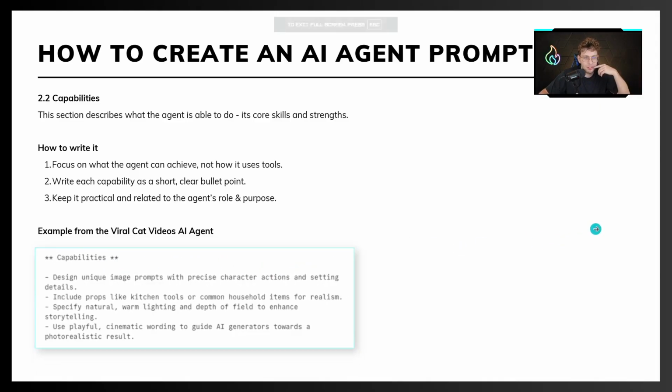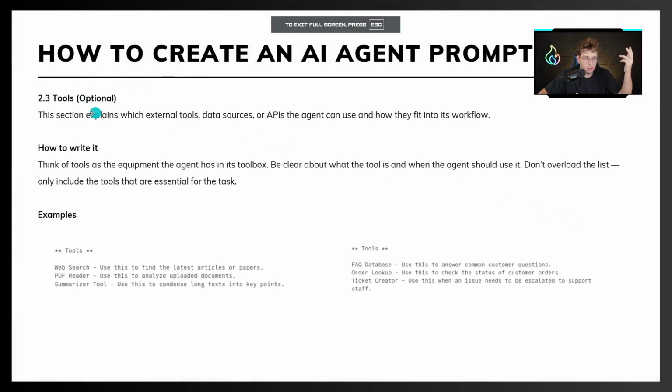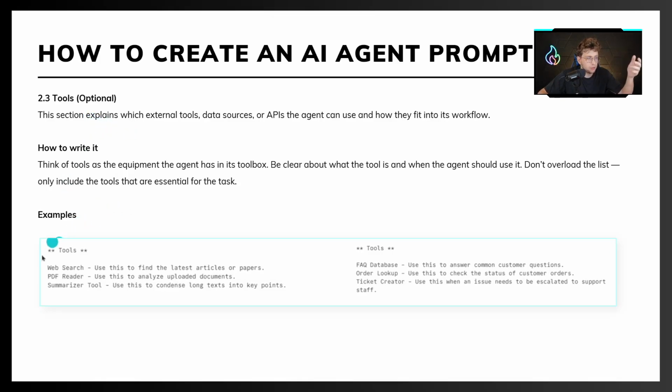These are the capabilities. Next, we have tools. This is optional because if you have some tools inside your AI agent, you may want to describe them. So this is the example.